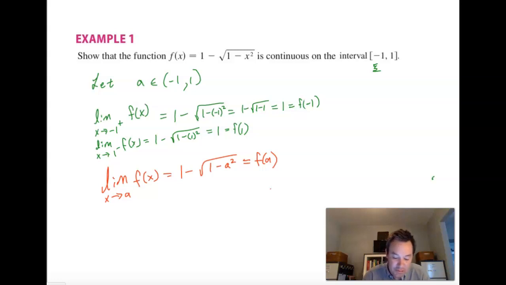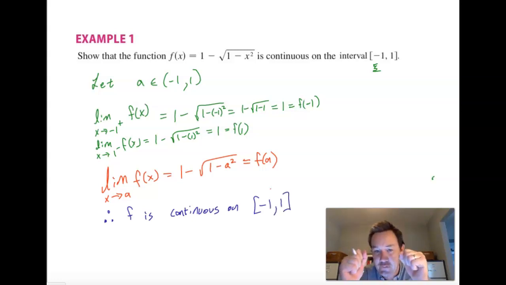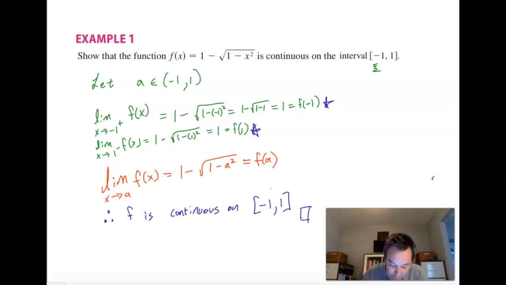And so let's make our closing statement. So therefore, f is continuous on the closed interval negative 1 to 1. And remember, the brackets mean inclusive of negative 1 and 1, which is what we verified the left and right hand continuity of here. Okay? All right, that's it. So I'll put my little box to indicate my proof is over. Make sure you understand that. If you don't, make a note of it so you can ask me during class.